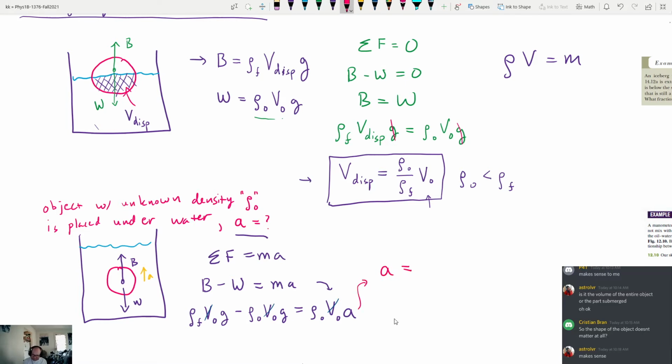Acceleration is equal to, what do we have? Rho f minus rho naught, divided by rho naught, times g. I'm just looking at this equation. Let's make sure it makes sense. I think it makes sense.